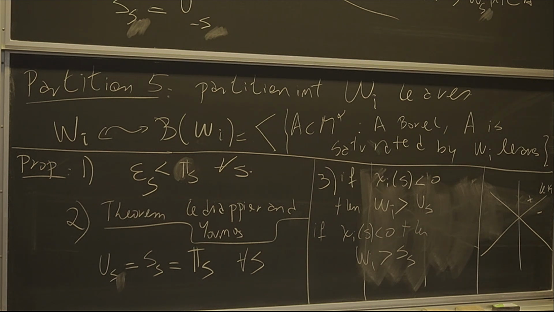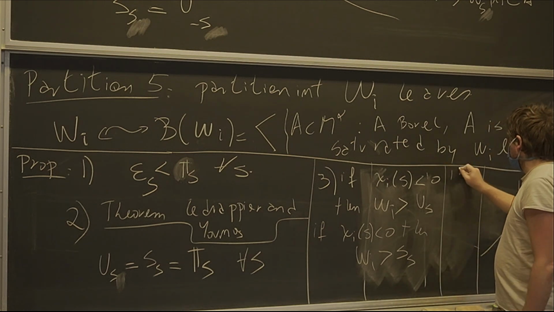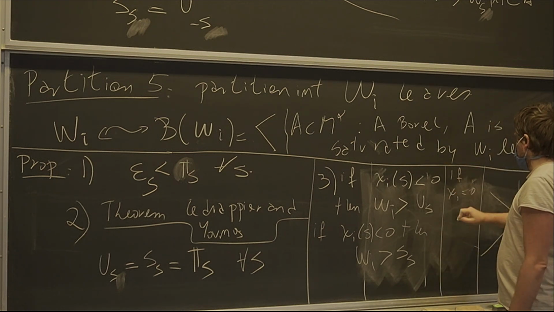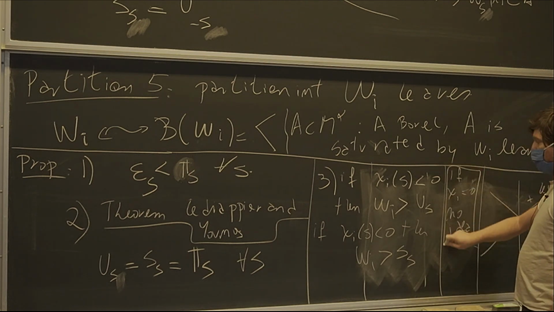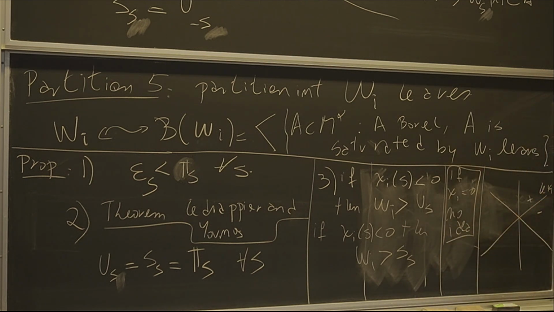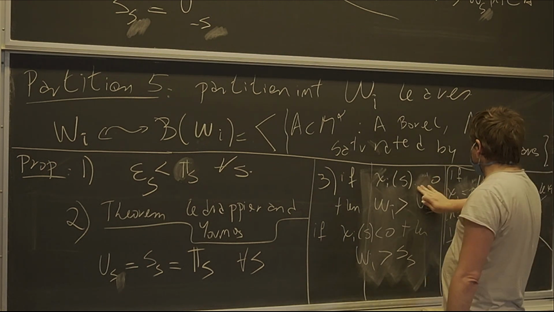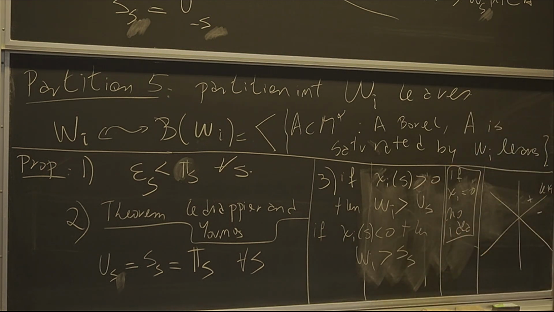If chi I is 0, we have no clue. No idea. But you wrote chi of S is negative twice. Good, thanks. Okay, so if chi of S is positive, then the Wi is in the unstable. If chi of S is negative, the Wi is in the stable.